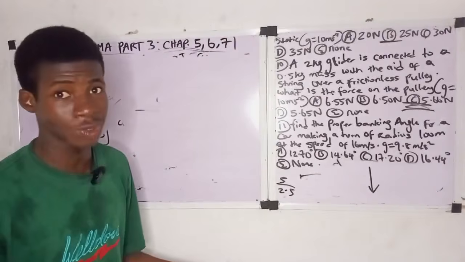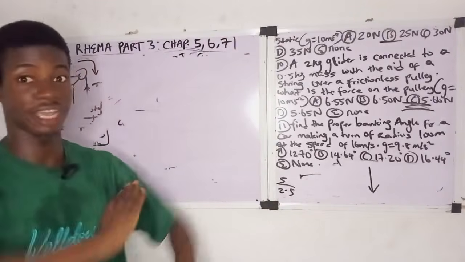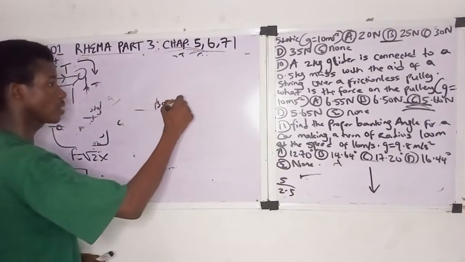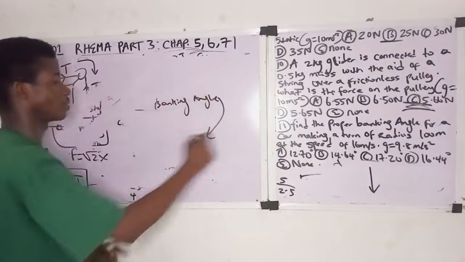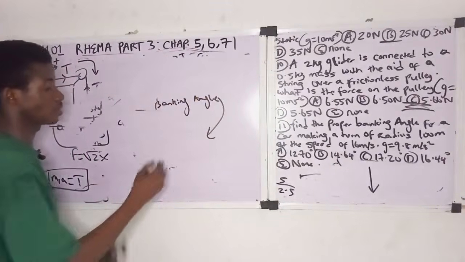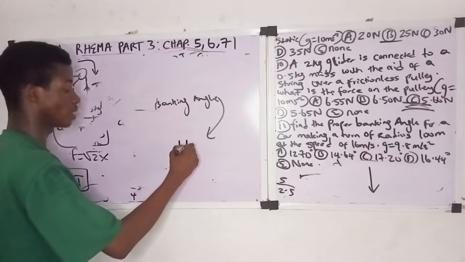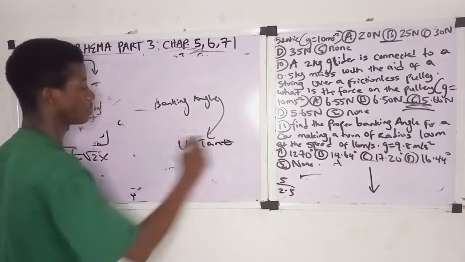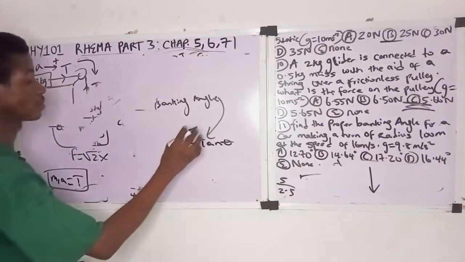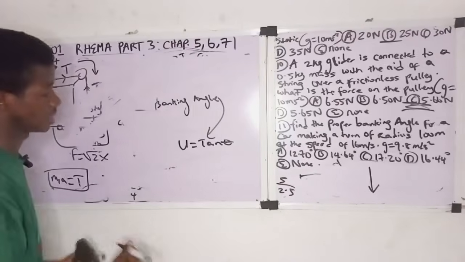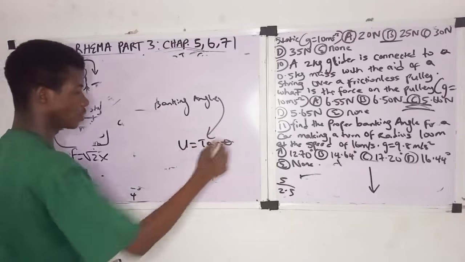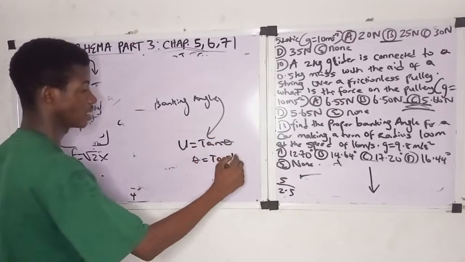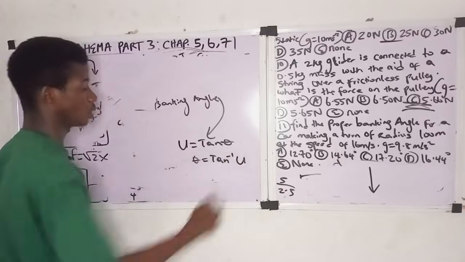So to look for banking angle, this is theory, so I'm not going to derive anything. I'll just give you guys the formula. For banking angle, look at the formula. U, the coefficient of friction, is equal to tan theta. So if you want to look for the banking angle, it will be shift, the inverse tan of U, right?